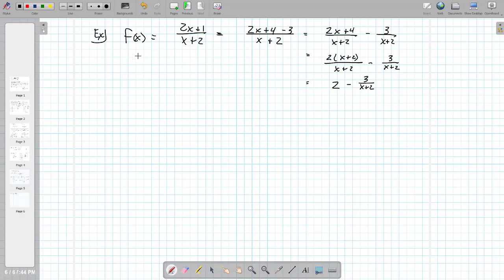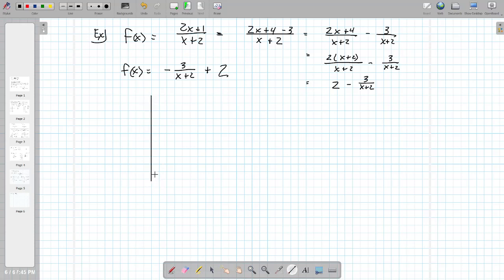So this function turns out to be f of x is equal to, I'm going to rewrite it a little bit so that you might see it a little better, negative 3 divided by x plus 2 plus 2. This is a vertical shift of 2 units up, horizontal shift of 2 units to the left. We have a reflection about the x-axis and a stretching factor of 3. I realize that's a lot.